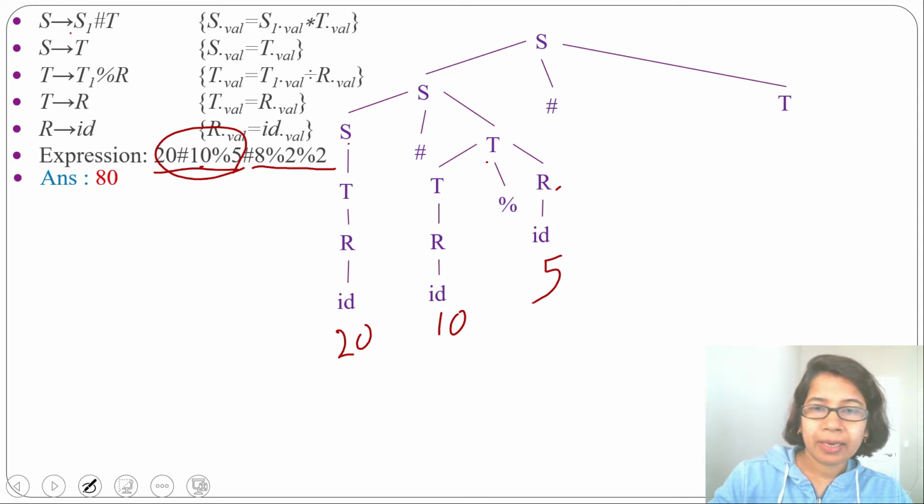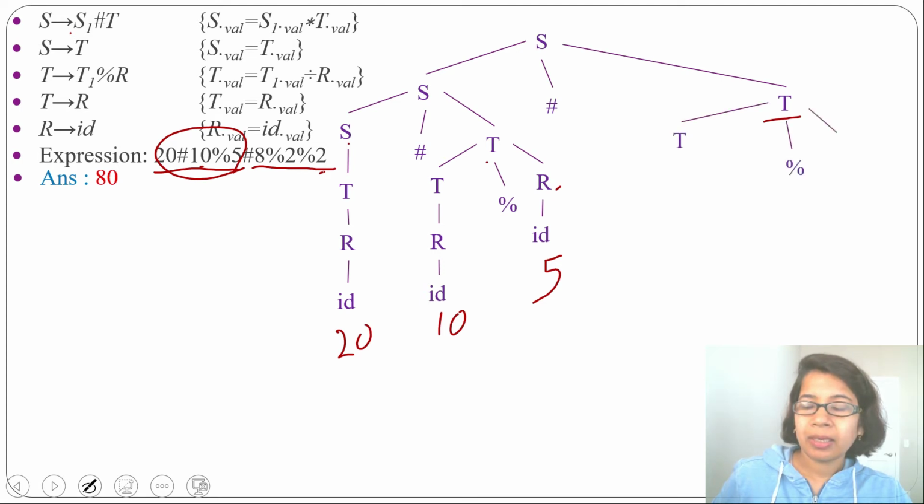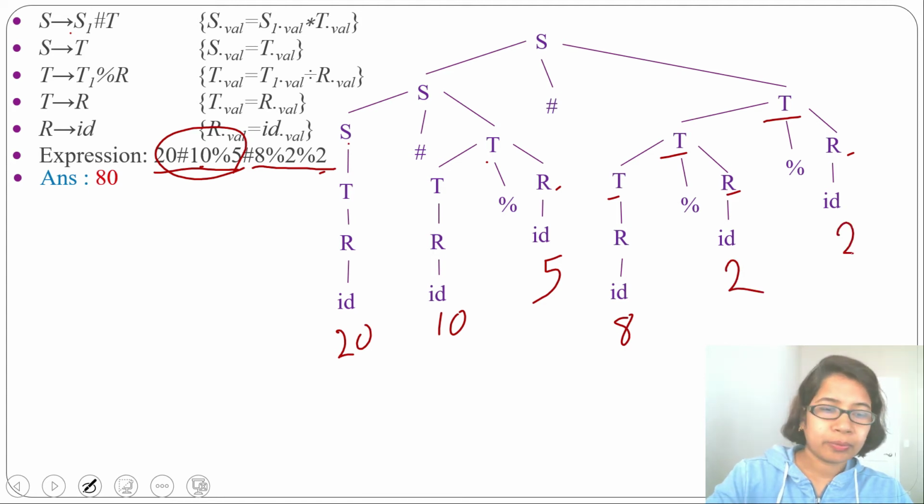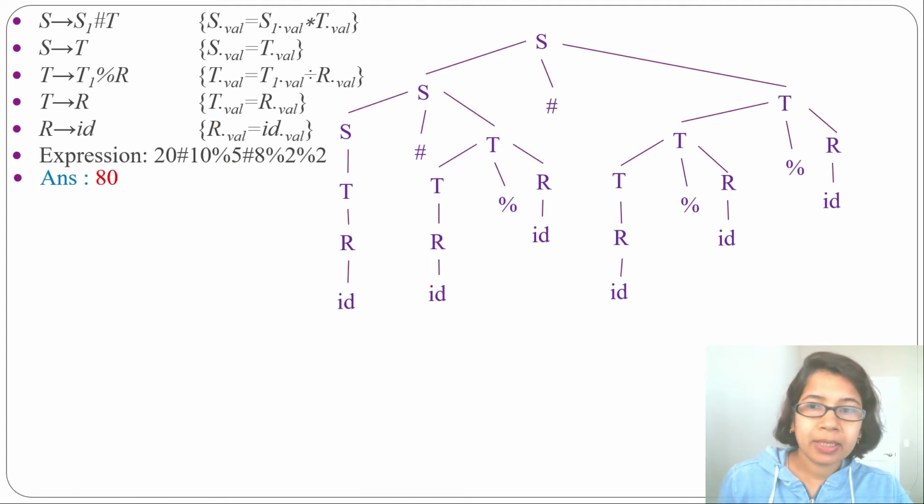20 has 10 % 5. Next from this T we need to derive 8 % 2 % 2. So T derives T % R. Next from this T again we need to derive T % R. Next from this T we need to derive ID. So T will derive R, R will derive ID. Next this R will generate ID. Next this R will generate ID. So this ID is for 8, this ID is for 2, this ID is for 2. Now we have constructed the parse tree. Next we'll evaluate according to the translation rule.